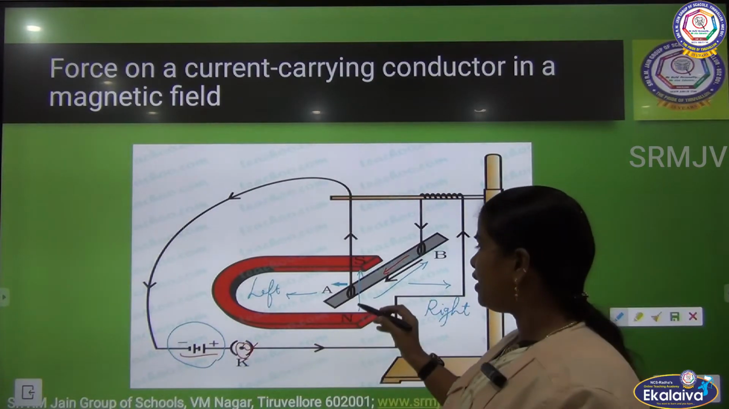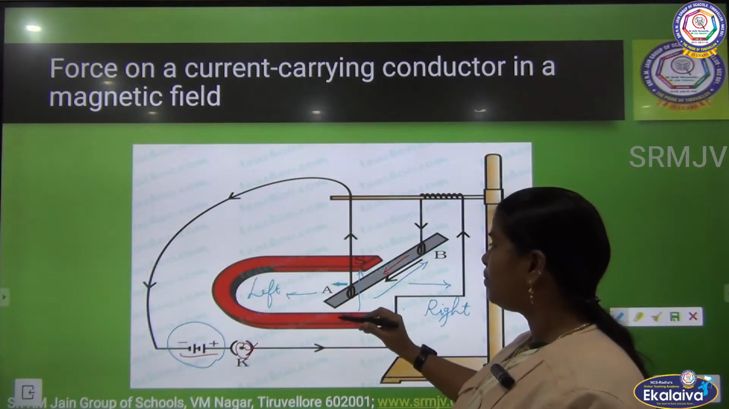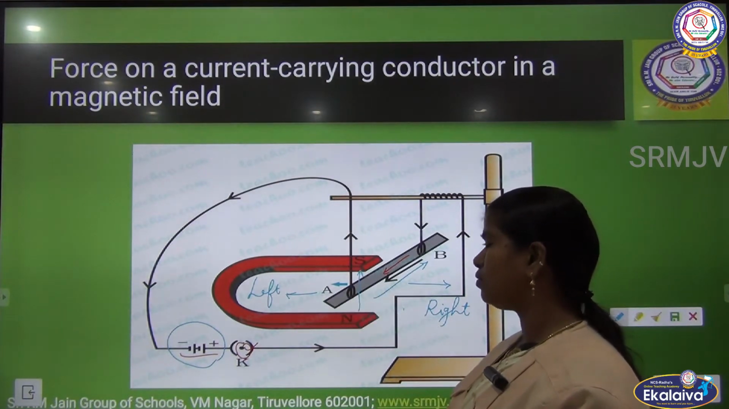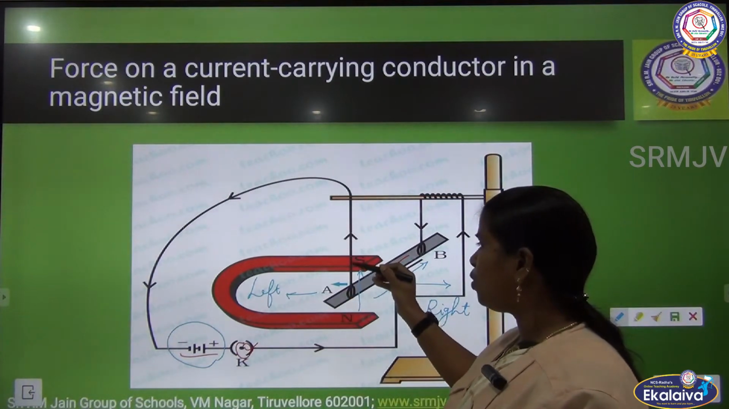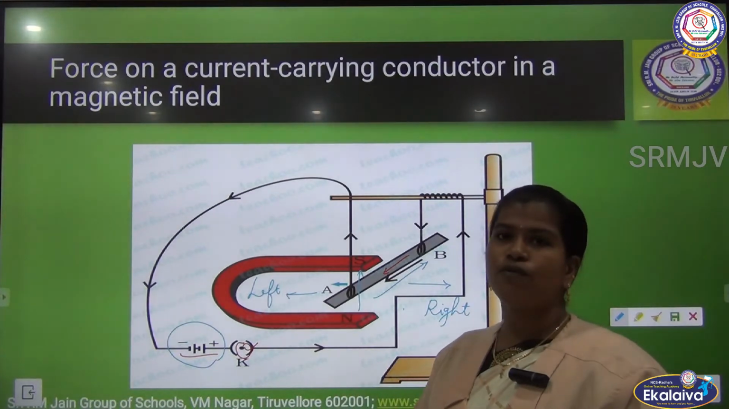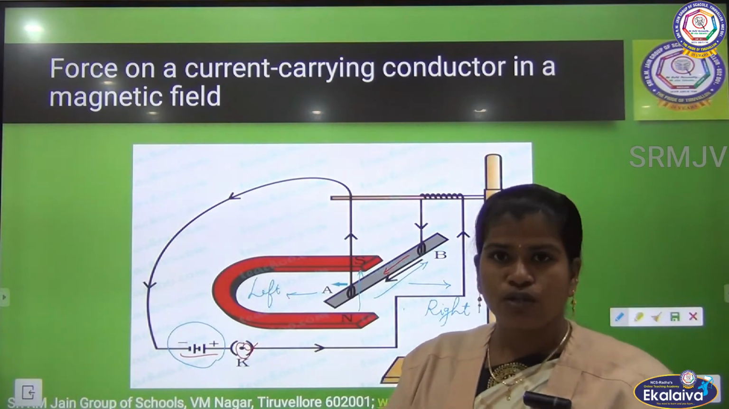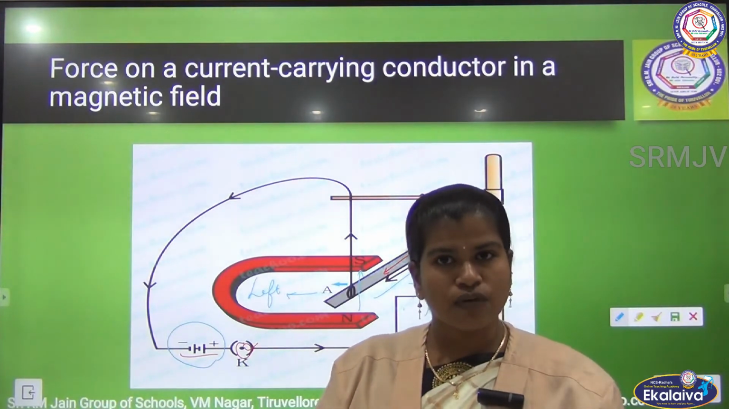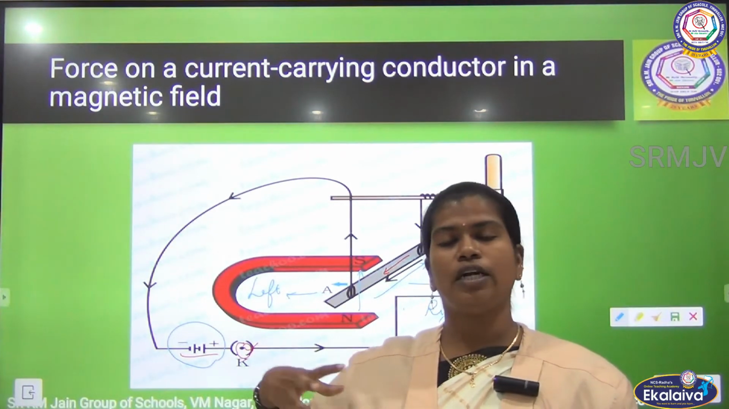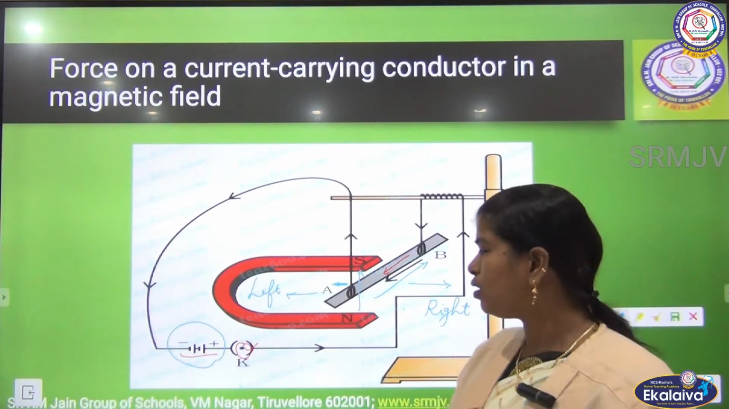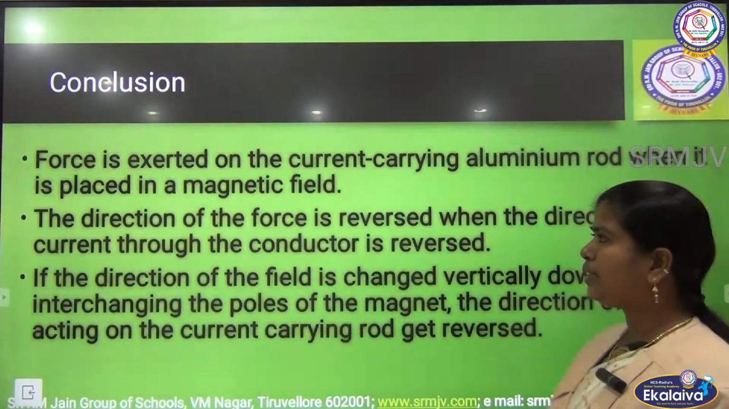Even if I change the direction of the magnetic field, by making this horseshoe magnet upside down, bringing the north pole up and south pole down, again the force which is exerted will get reversed. So if I change the direction of the current, or the direction of the magnetic field, the force which is exerted also will get reversed. That was the conclusion over here. Let me recall the conclusion one more time.